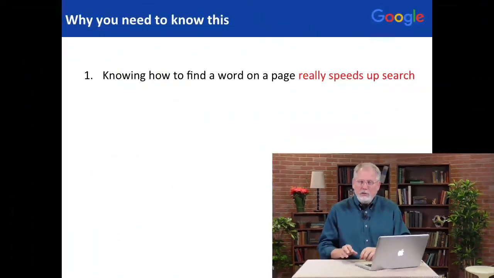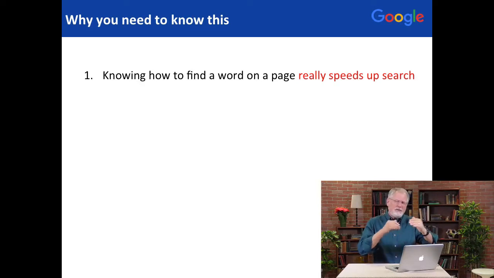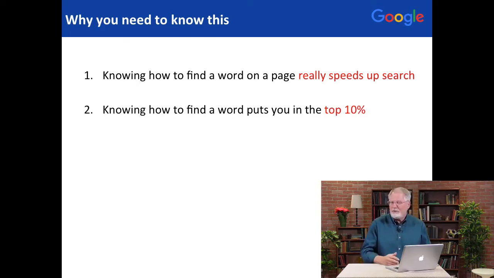This is an incredibly powerful thing to know. Here's why you need to know this. It turns out that if you know how to find text on a web page, you're really speeding up your ability to do searches. So you can go and use your regular Google skills to find the page, but then where is the thing you really search for on that page? And that's what Control F, Command F is all about. It allows you to jump from the top to potentially way down at the bottom of the page. This turns out to not only speed up your search, but it puts you in the top 10% of all searchers. It turns out that 90% of all internet searchers do not know this fundamental skill. So now you do, and you're in the top 10%.